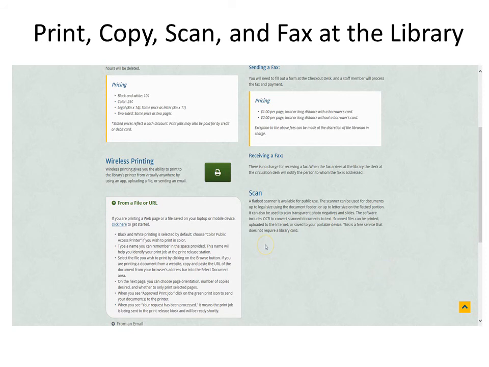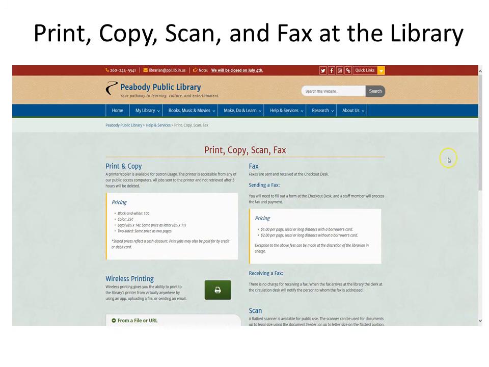And we also have a flatbed scanner available in the public use. The scanner can be used for documents up to legal size using the document feeder, or up to letter size on the flatbed portion. It can also be used to scan transparent photo negatives and slides. The software includes OCR to convert scanned documents to text. Scan files can be printed, uploaded to the internet, and saved to your portable device. This is a free service that does not require a library card.